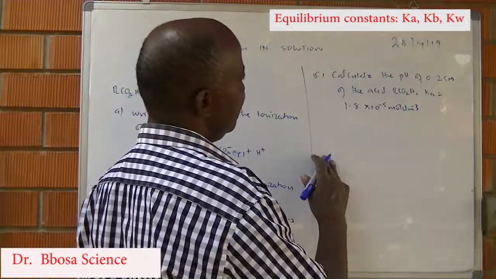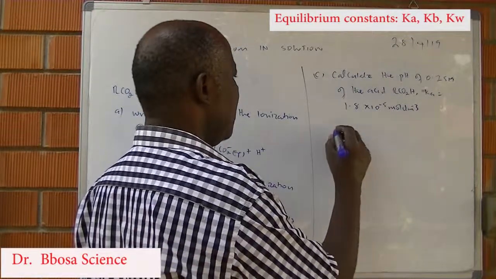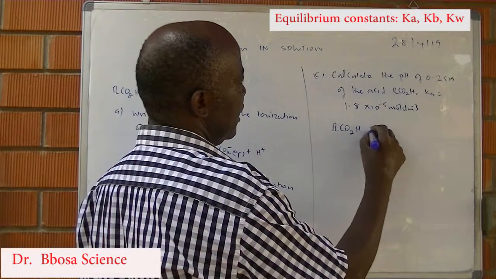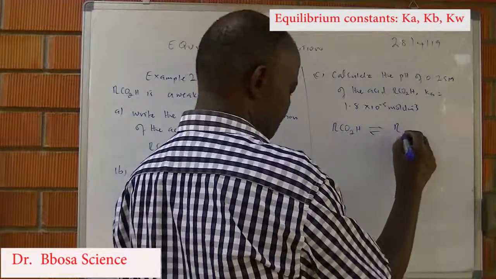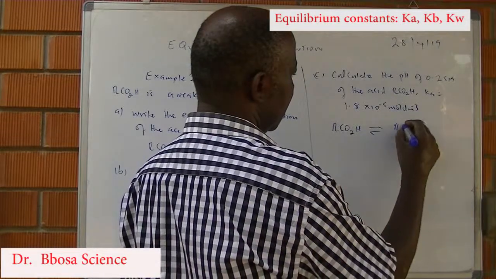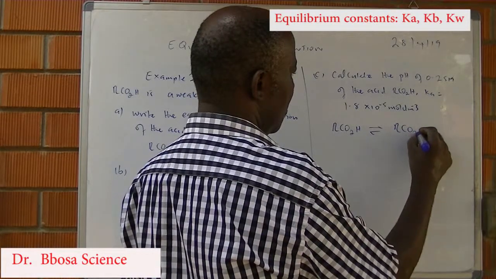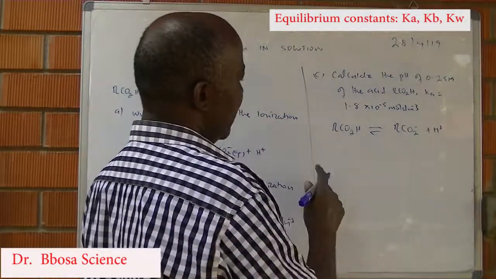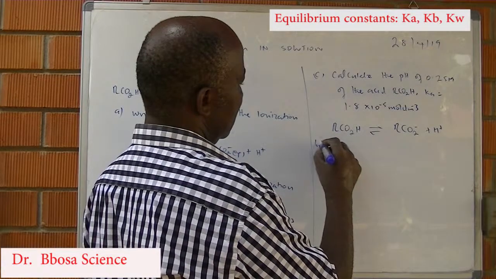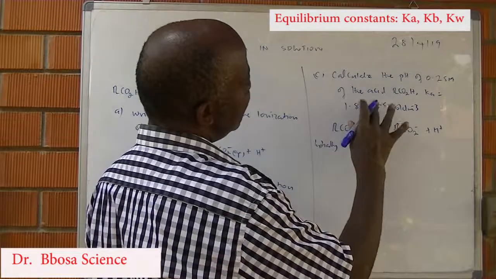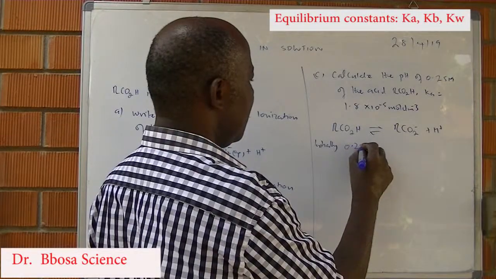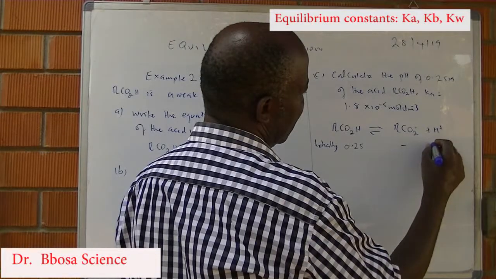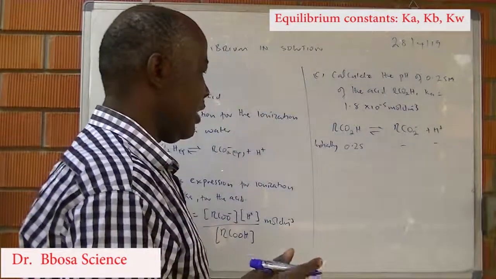Calculate pH. We first write the equation. RCO2H ionizes to form RCO2 minus plus H plus. We can say initially they have told us we have 0.25 moles of the acid. We don't have moles of the solute ions and the moles of hydrogen ions.